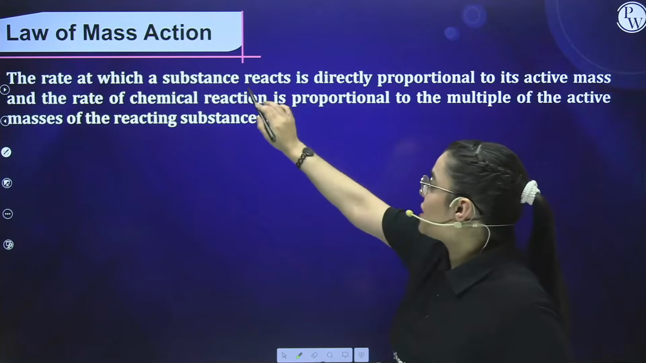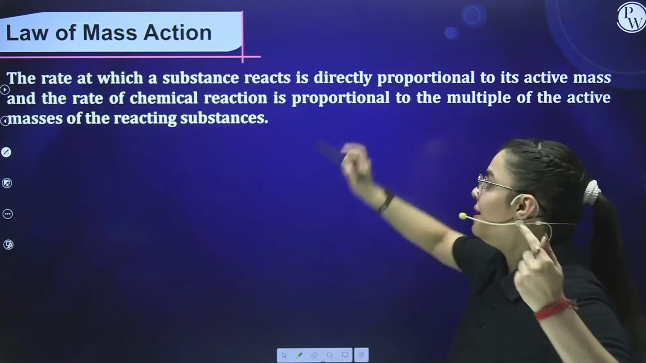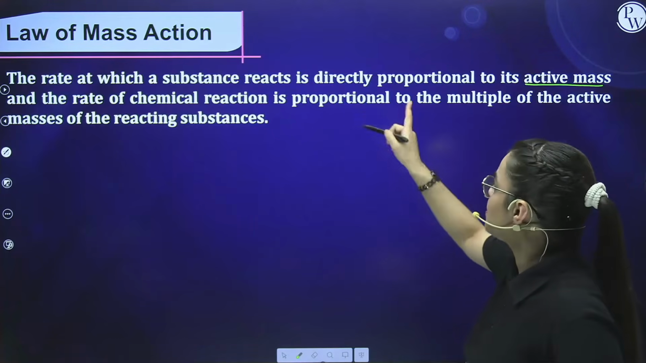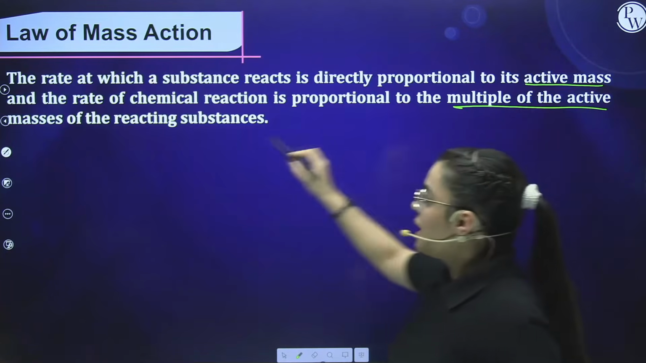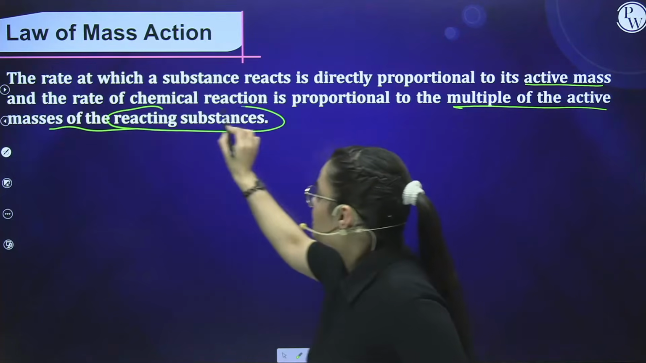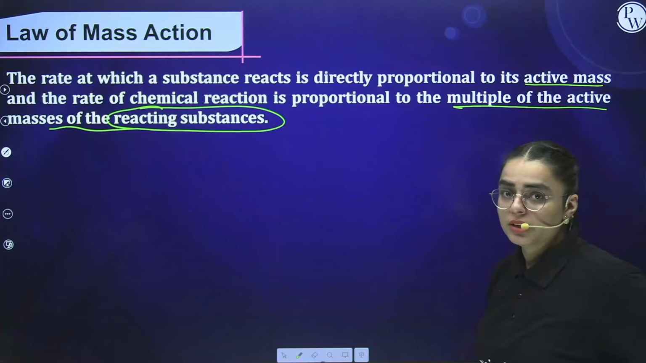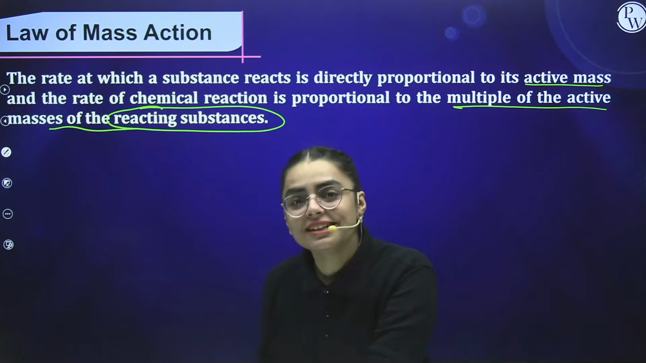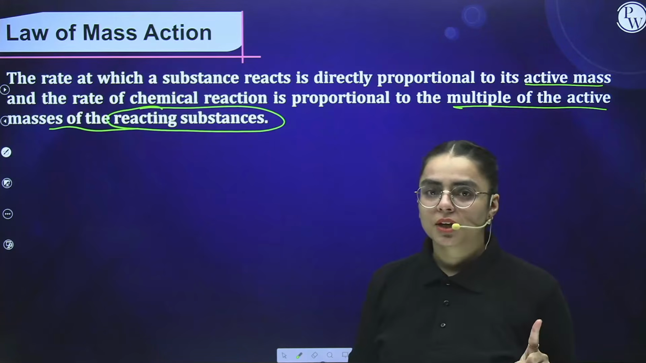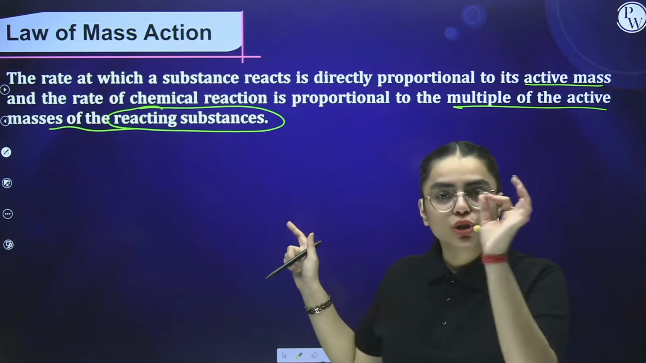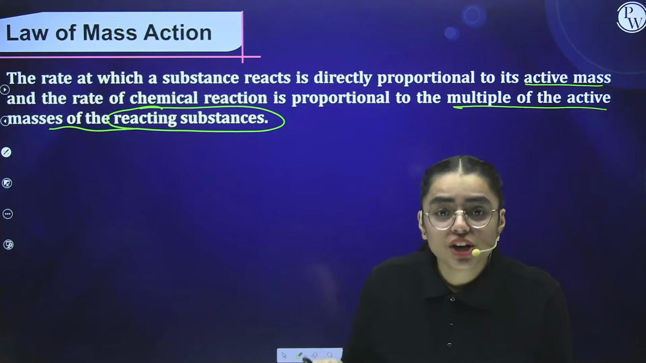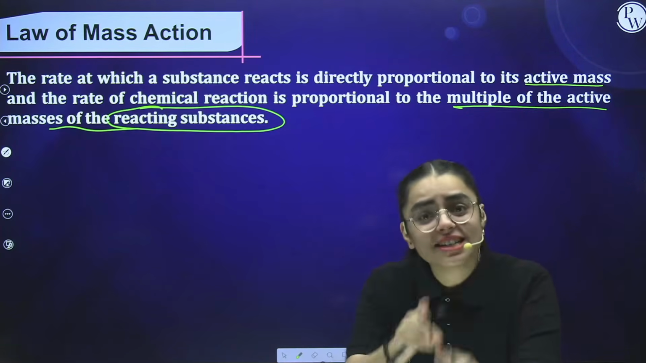The rate at which a substance reacts, now we are talking about the rate, is directly proportional to its active mass, and the rate of a chemical reaction is proportional to the product of the active masses of the reacting substances. We have to focus on this word. We are talking about the active mass of the reactant molecules, not the products. So the law of mass action states that rate is directly proportional to the product of the active masses of the reactant molecules.